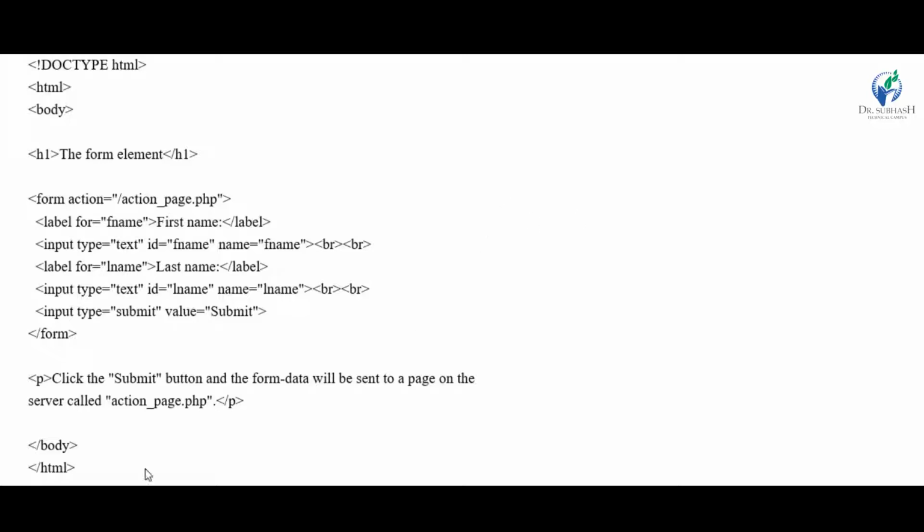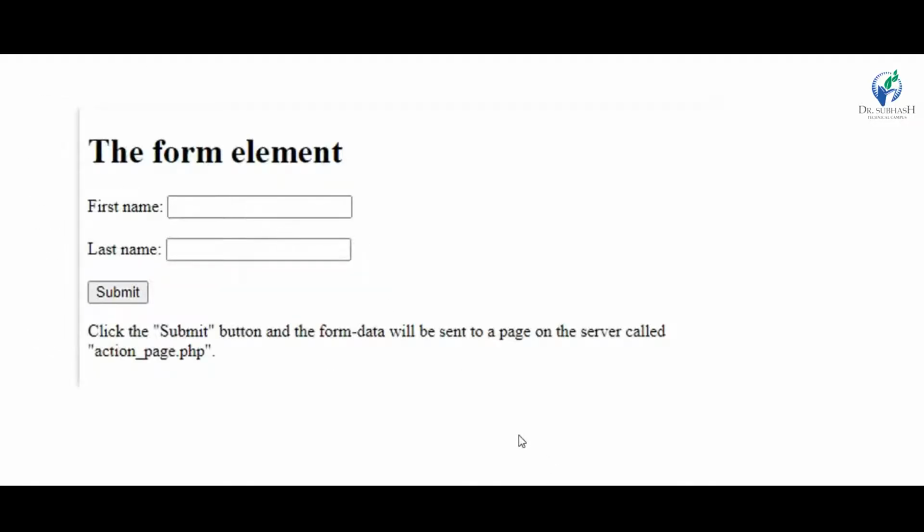Then I gave one paragraph tag. In the paragraph tag I mentioned the message: click the submit button and the form data will be sent to a page on the server called action_page.php, which we mentioned here in the action. After executing that file, I got the output like this. There are two text boxes, first name and last name, and one submit button. Whenever you submit, your page is redirected to action_page.php.